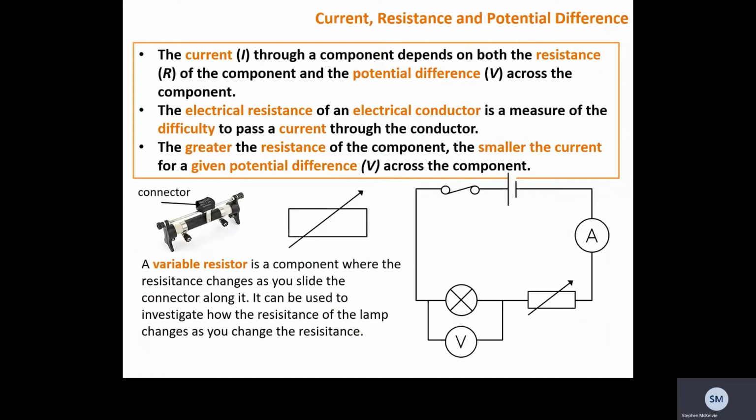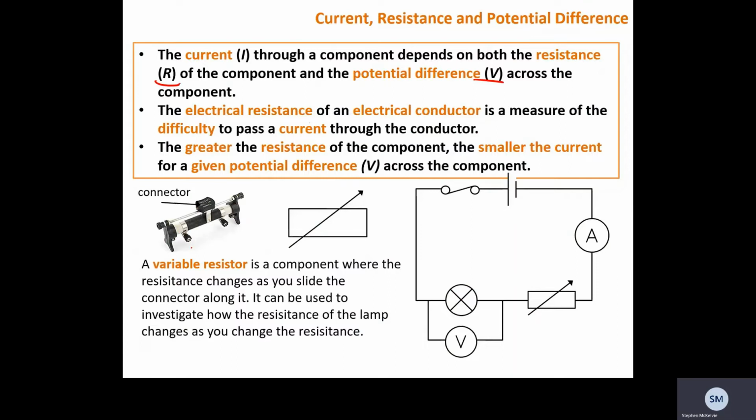Okay. The current through a component depends on both the resistance of the component and the potential difference across the component. So resistance slows down current, and potential difference is what's necessary for current to occur. The electrical resistance of an electrical conductor is the measure of the difficulty to pass a current through the conductor. The greater the resistance, the smaller the current for a given potential difference.